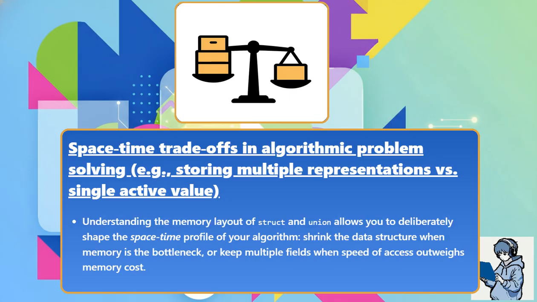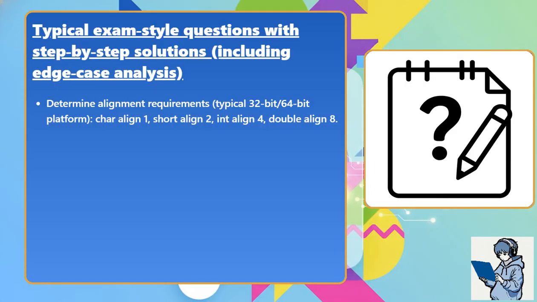Understanding the memory layout of struct and union allows you to deliberately shape the space-time profile of your algorithm. Shrink the data structure when memory is the bottleneck, or keep multiple fields when speed of access outweighs memory cost. Determine alignment requirements on a typical 32-bit or 64-bit platform. Char aligns to 1 byte, short aligns to 2 bytes, int aligns to 4 bytes, double aligns to 8 bytes.